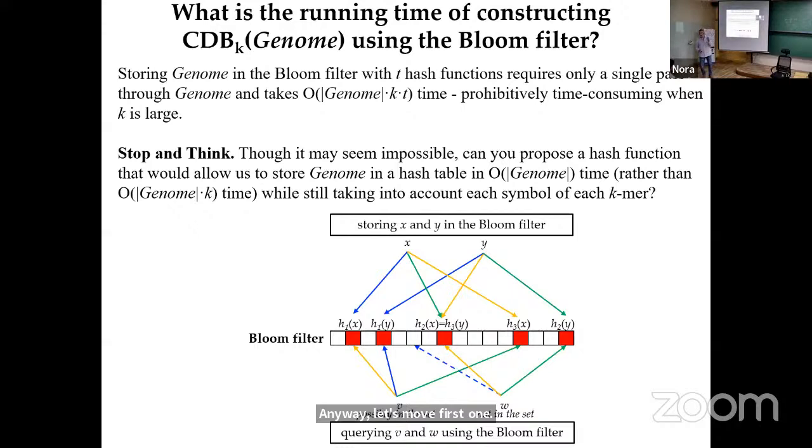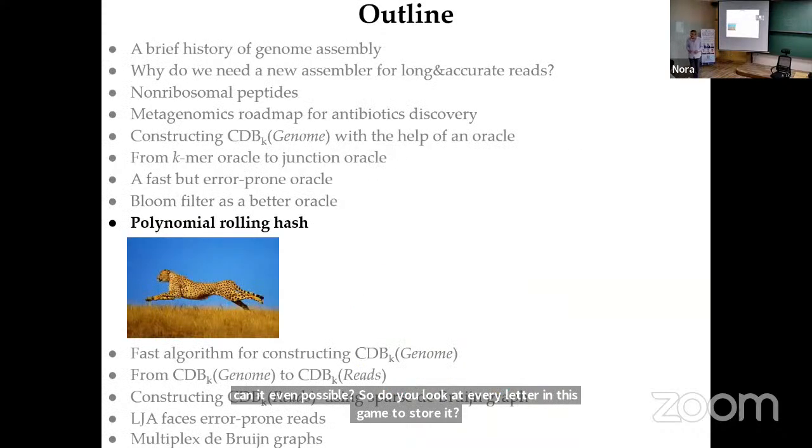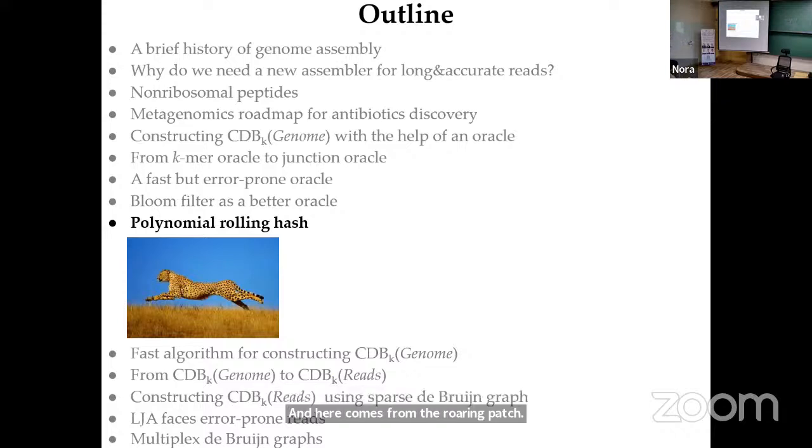Anyway, let's go further. So how can we store a genome in the Bloom filter, store a k-mer in the Bloom filter, such that the time to store every k-mer is fixed, doesn't depend on k? So how can you store a k-mer of size 5,000 in a fixed time? Okay, how can it be possible? Should you look at every letter to store it? And here comes polynomial rolling hash, which is a common technique for speeding up this algorithm.